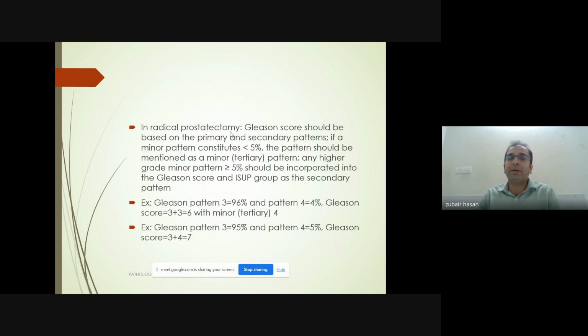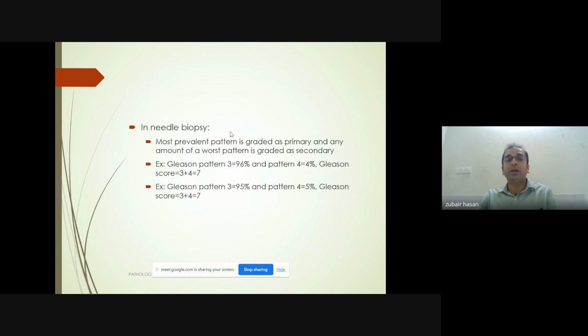Any high-grade minor pattern greater than 5% should also be incorporated in the Gleason score as the secondary pattern. For example, if there is a Gleason pattern 3 of 96%, but pattern 4 is 4%, then your score is still 3 plus 3 is equal to 6 with the minor tertiary pattern 4. However, if the score is a pattern 3 of 95% and a pattern 4 of 5%, your score will upgrade to Gleason score 3 plus 4 is equal to 7. That needs to be noted for the radical prostatectomy.